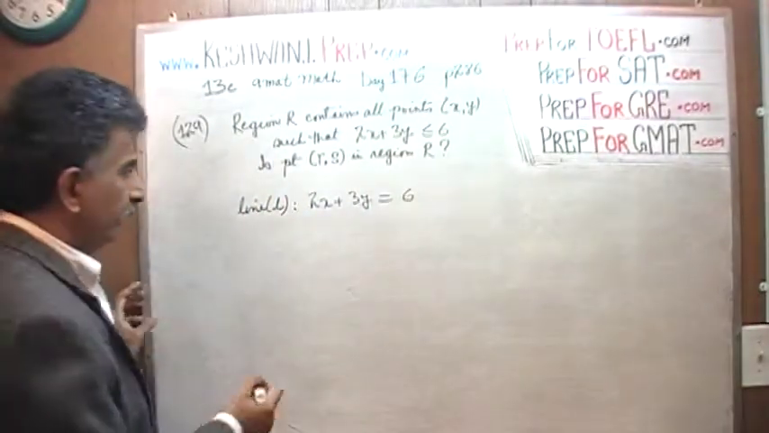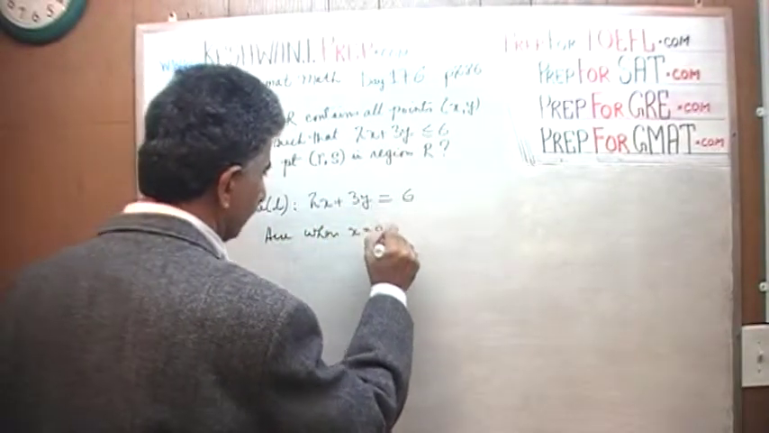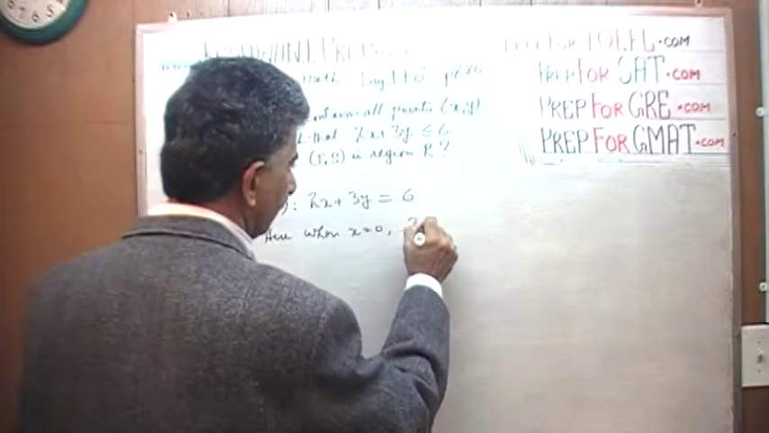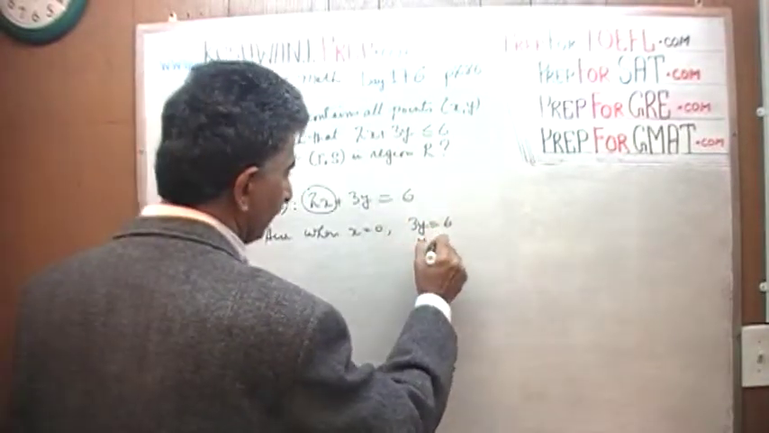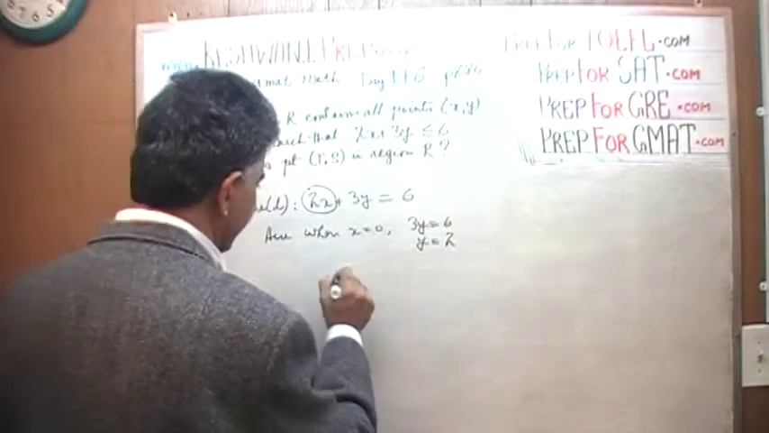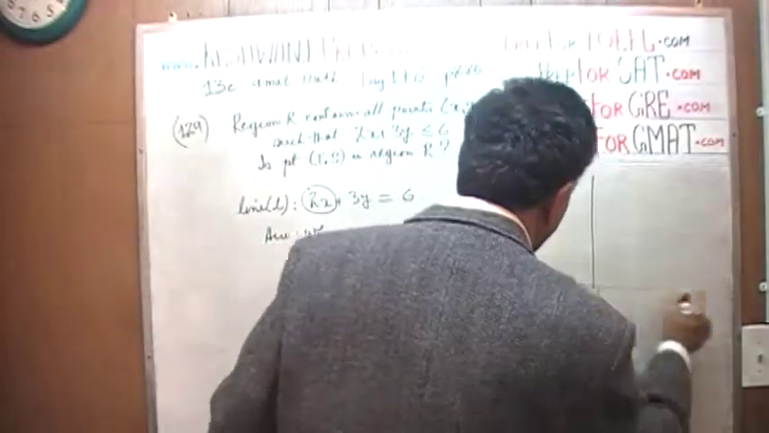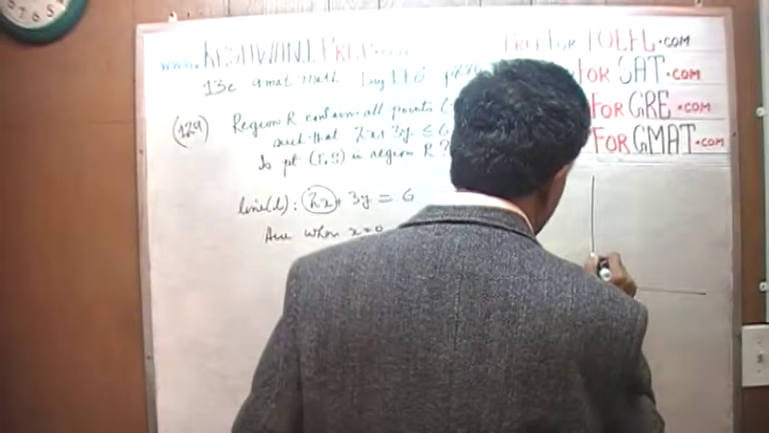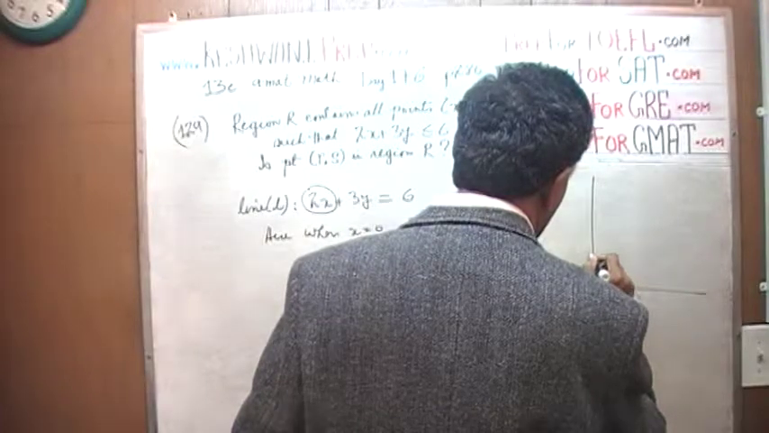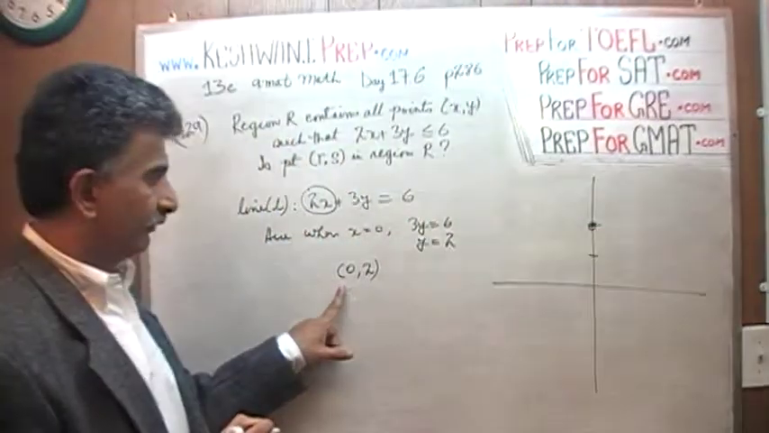What does it look like? When x is equal to 0, 3y is equal to 6, because this drops out. 3y is equal to 6, which means y is equal to 2, which means we are looking at 0, 2. So if you were to draw it, x is 0, y is 2, which means the y-intercept is 2, 1 and 2. Let's put it right here. That's 1 point, that's our y-intercept.